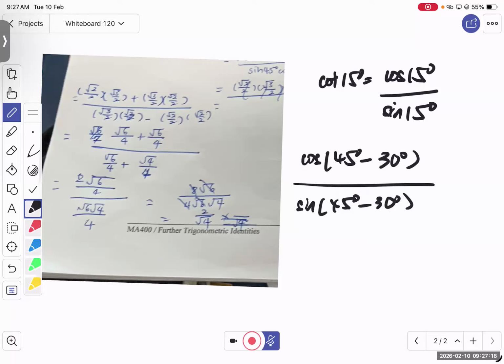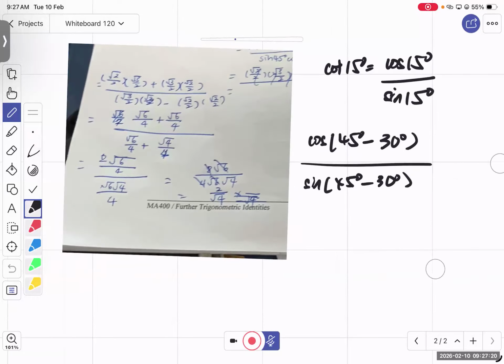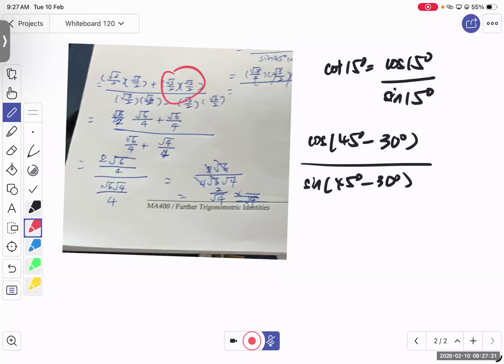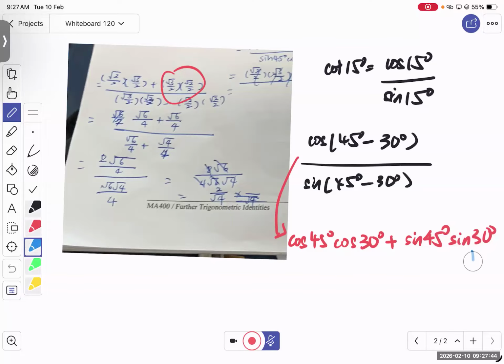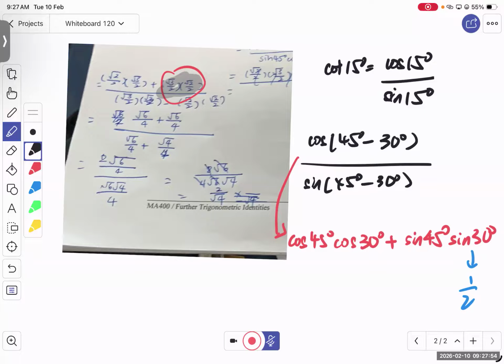Oh, you're making life so hard for yourself. So yes, cos A cos B. Here you got one wrong, because your top part should be cos A cos B plus sine A sine B. This is supposed to be half, but I don't see a half here. So that's why I suspect. Oh, your sine 30 is half.